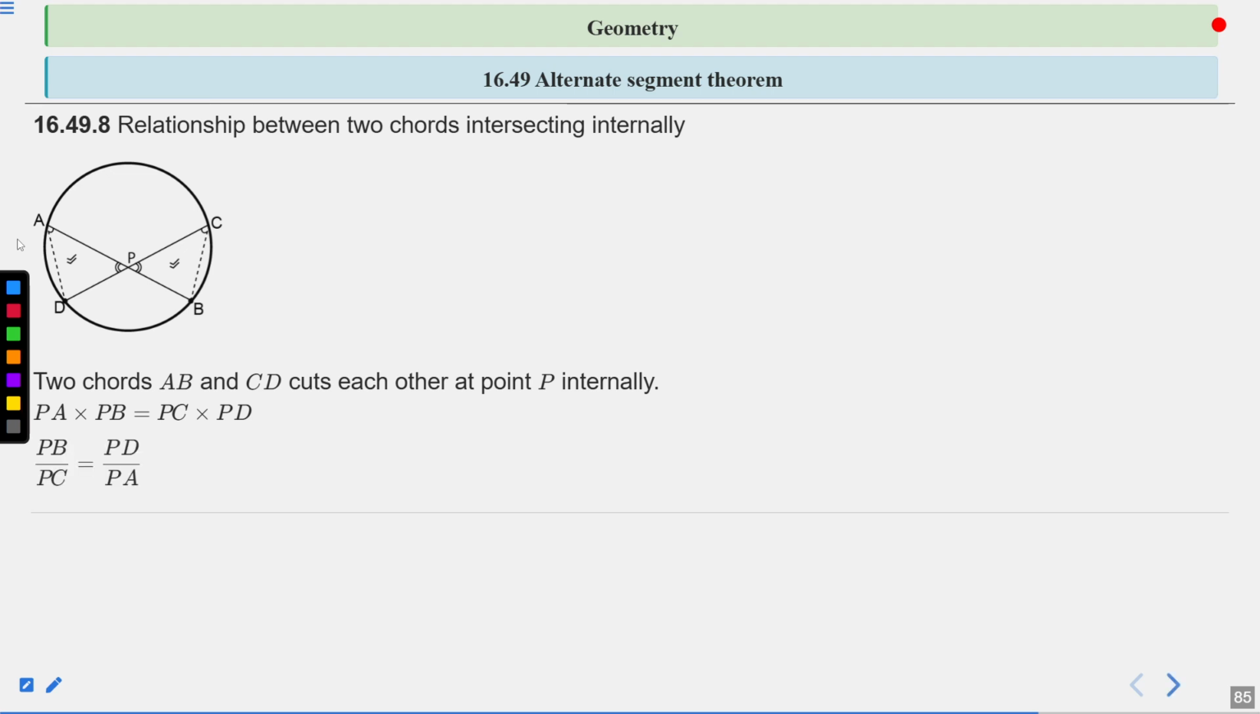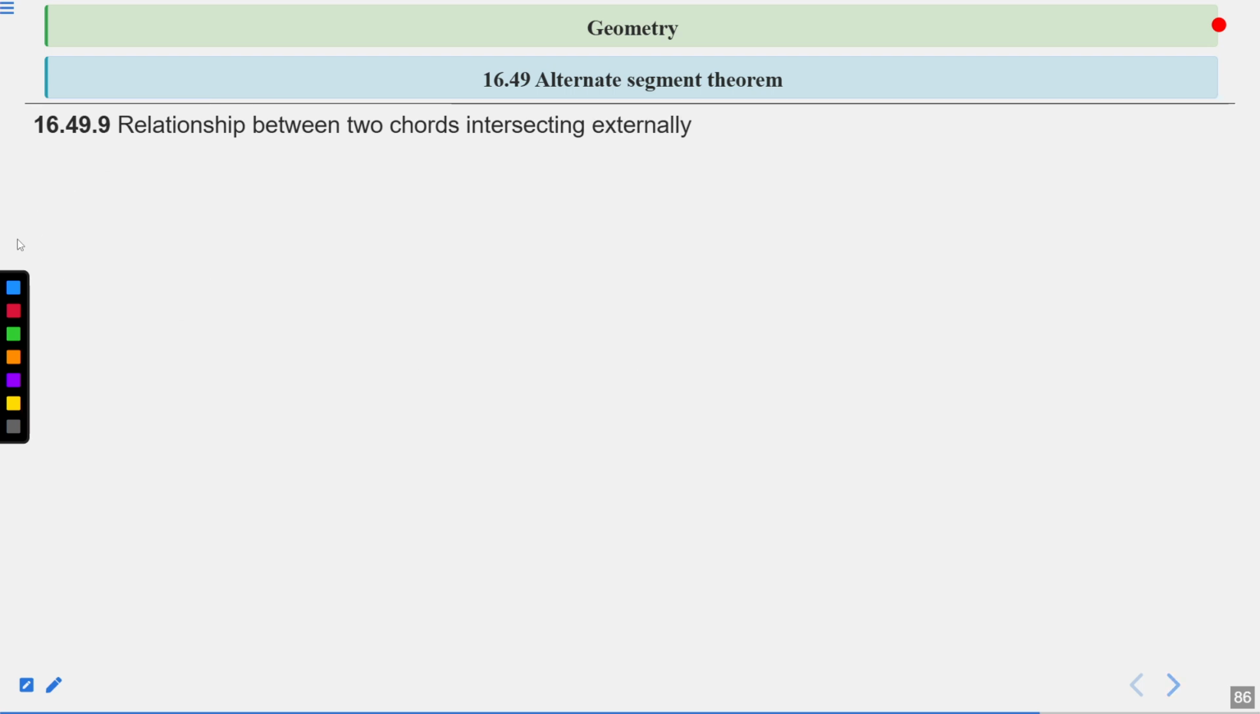So, PB by PC equals PD by PA. We can also say that when we write it in the ratio form. Next one is the relationship between two chords intersecting externally. So this is the diagram where two chords AB and CD meet at the point P externally.